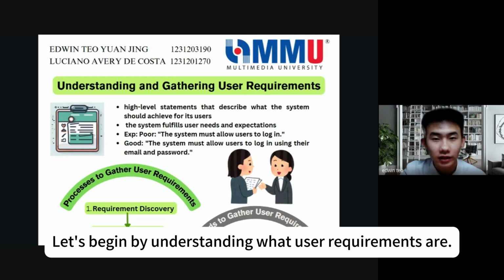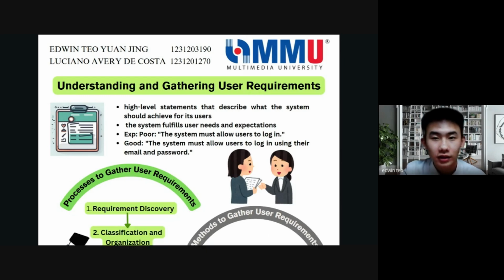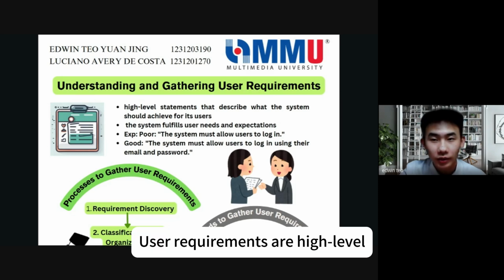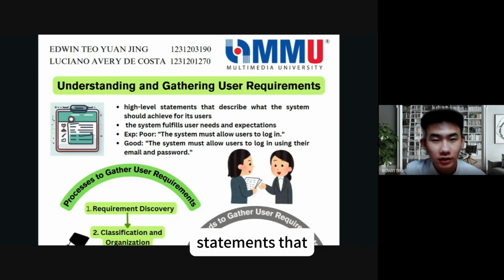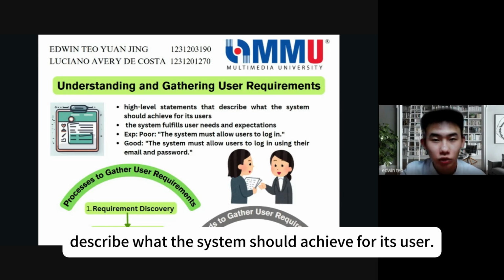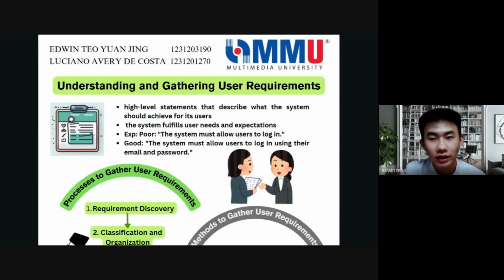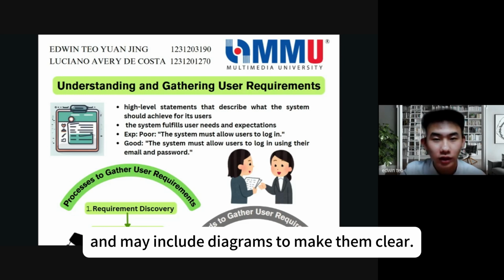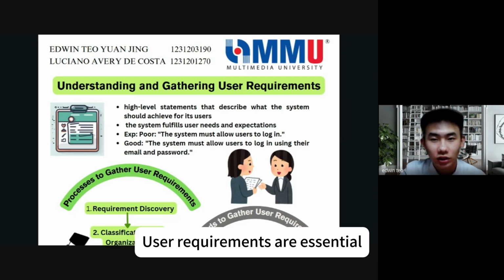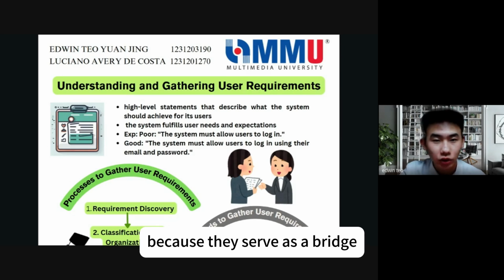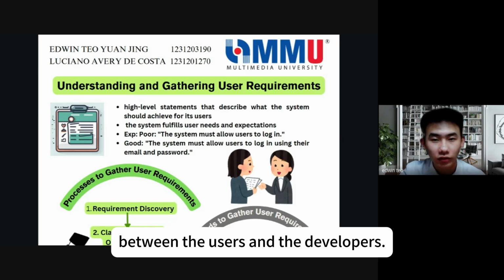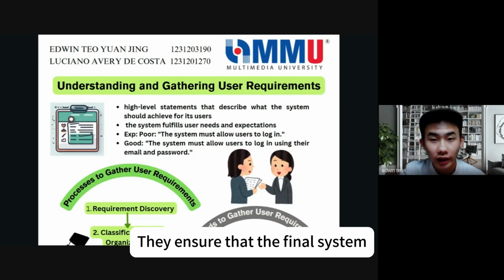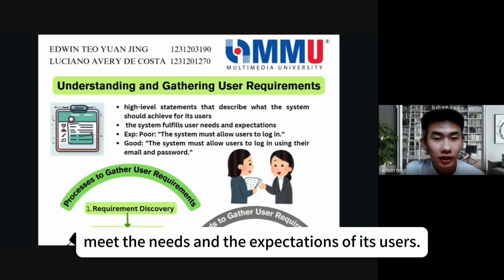Let's begin by understanding what user requirements are. User requirements are high-level statements that describe what the system should achieve for its user. These are often written in natural language and may include diagrams to make them clear. User requirements are essential because they serve as a bridge between the users and the developers. They ensure that the final system meets the needs and the expectations of its users.